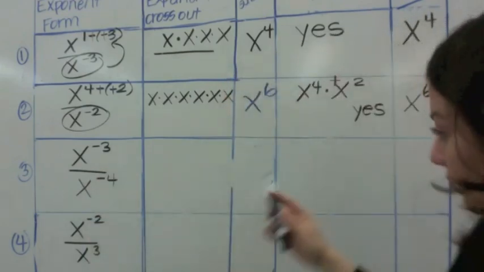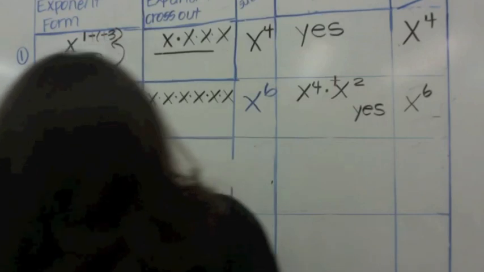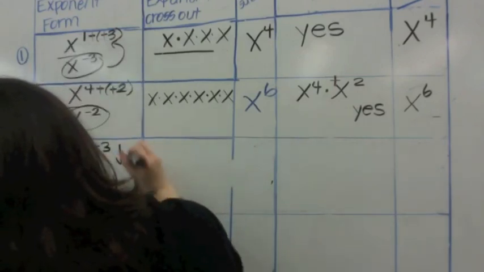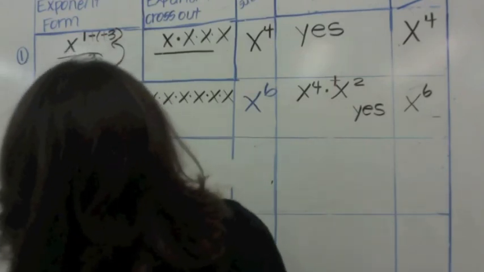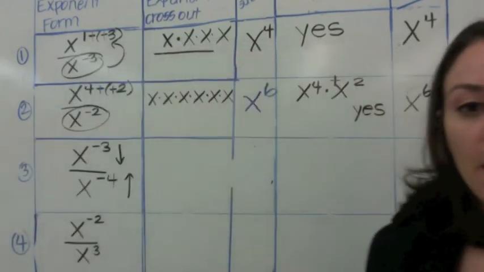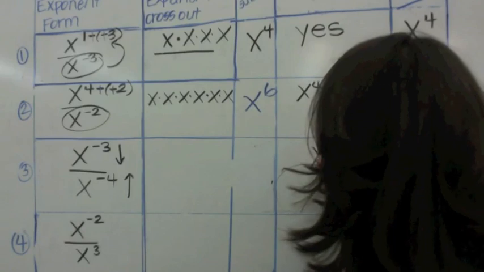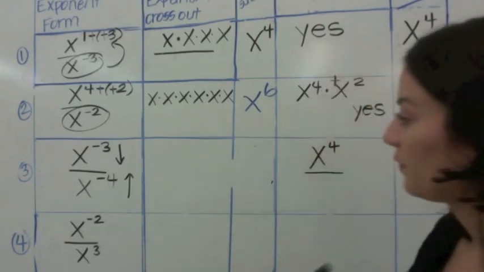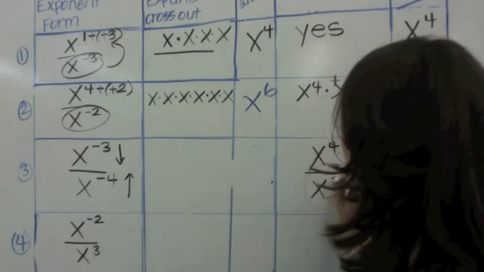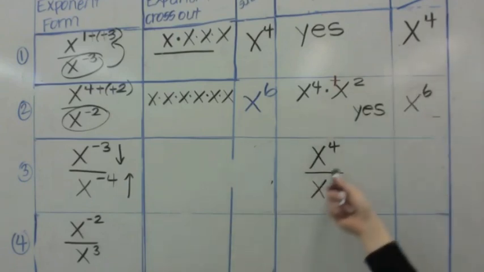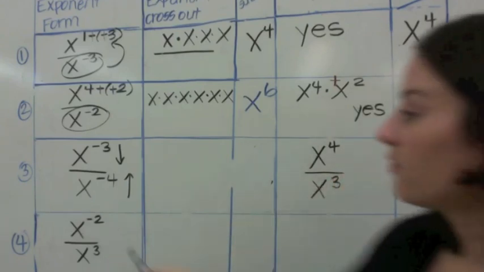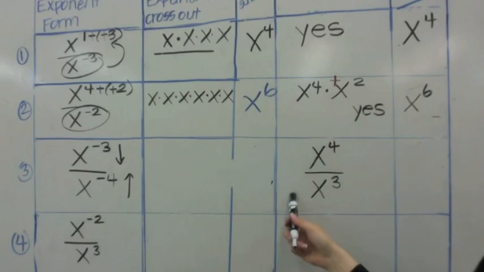So watch. I'm going to move this one down, x to the negative 3, and I'm going to move x to the negative 4 up. Then watch what happens. I'm going to write it over here in this column. It's going to be x to the power of 4. I moved it up, and at the bottom, x to the power of 3. See what I did? I just switched it and made it positive. Does that make sense?